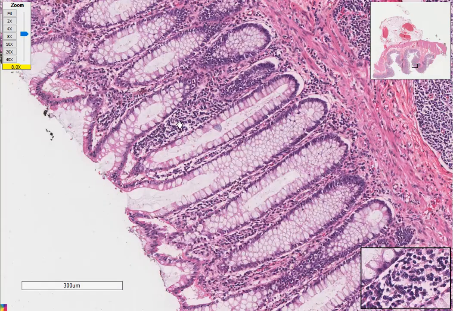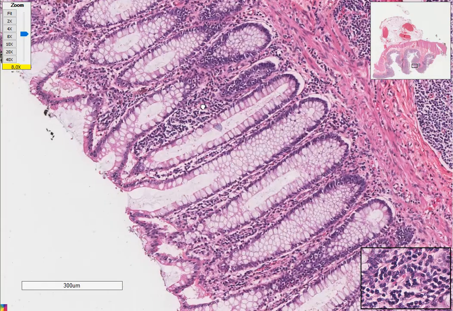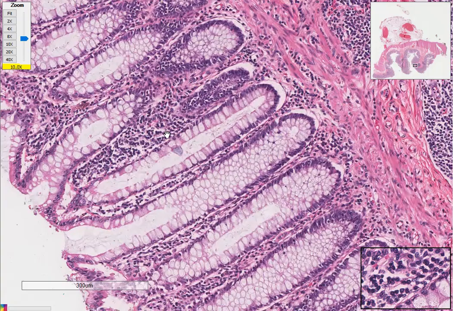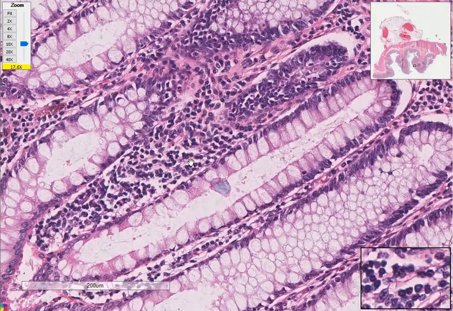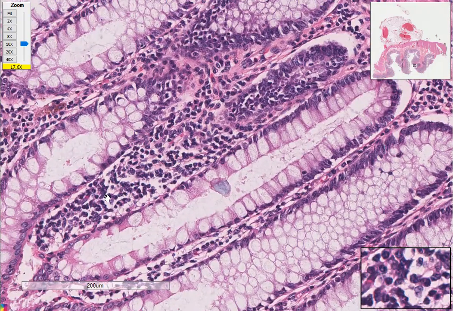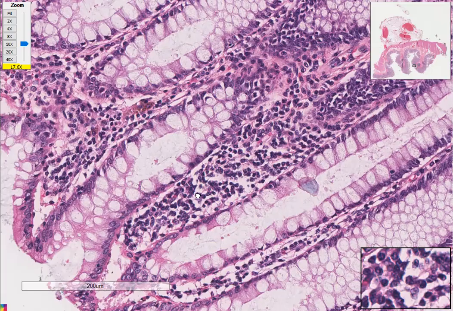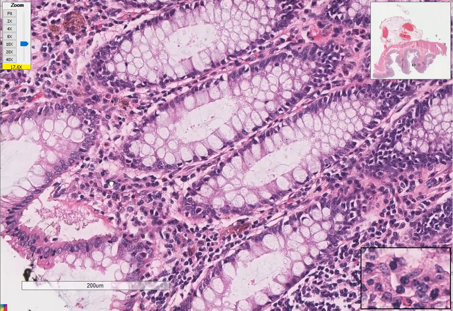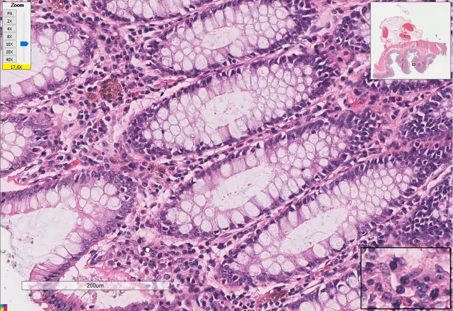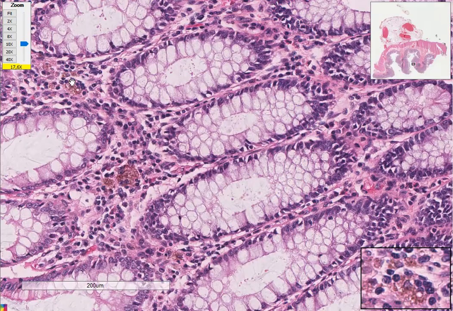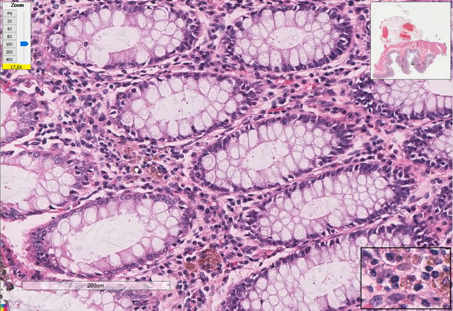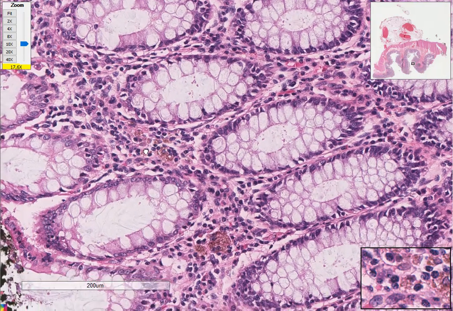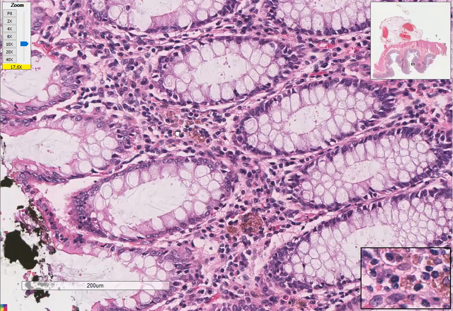But now look at the lamina propria. The lamina propria also contains quite a number of inflammatory cells. This is good because these immune cells protect against infectious pathogens that are harmful to us.